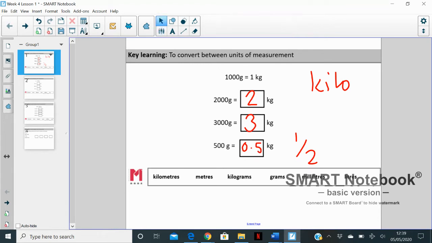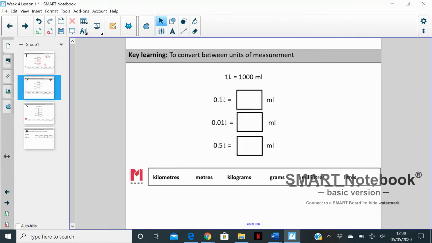Let's look at some capacity measurements now. So 1 litre is equal to 1,000 millilitres. It's a bit like when we looked at a metre. There are 1,000 millimetres in 1 metre. There are 1,000 millilitres in 1 litre.